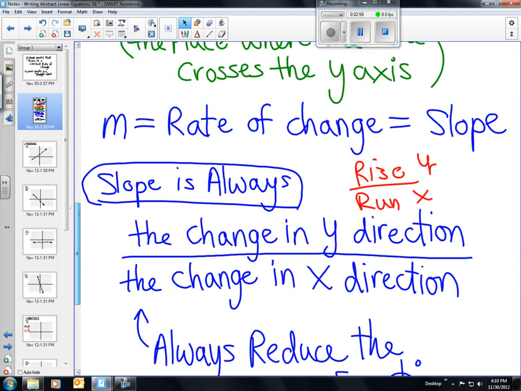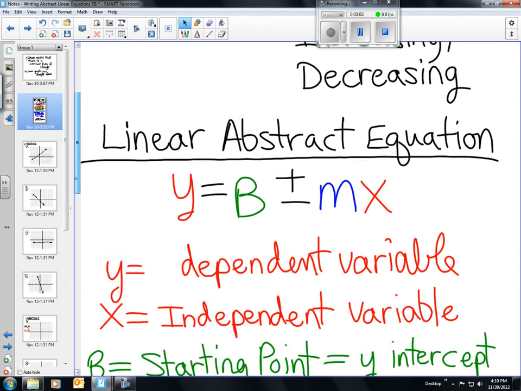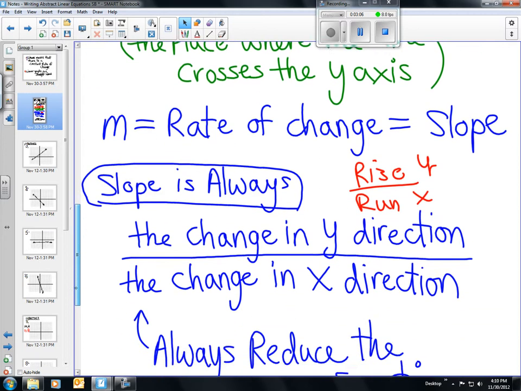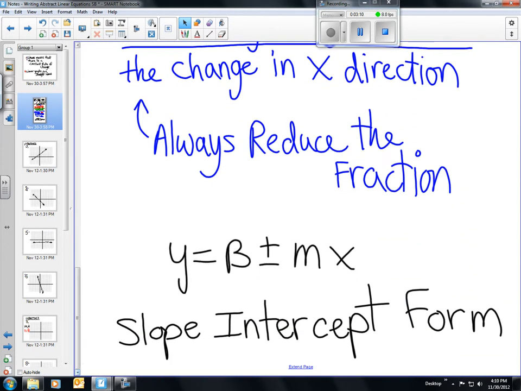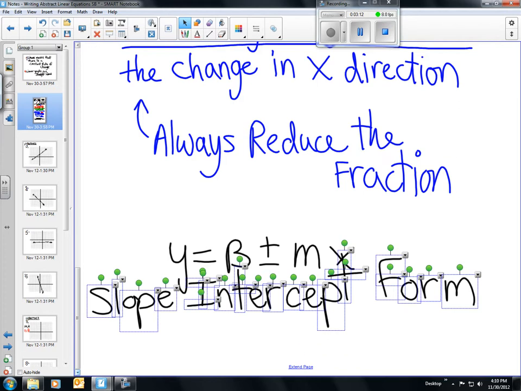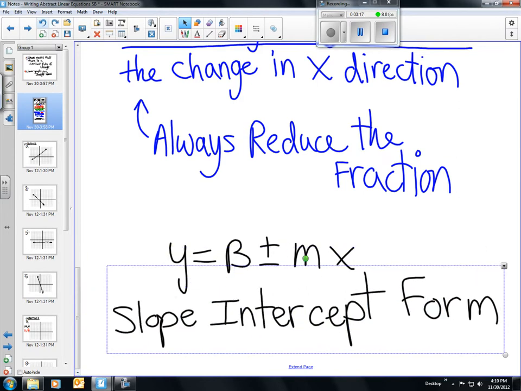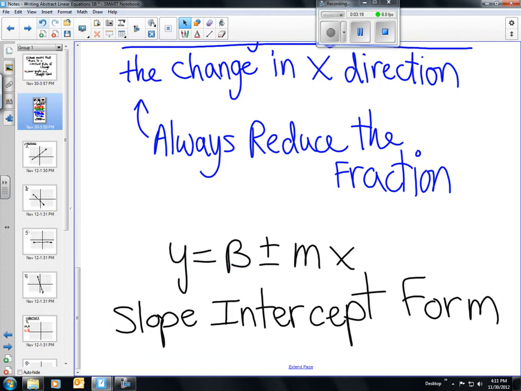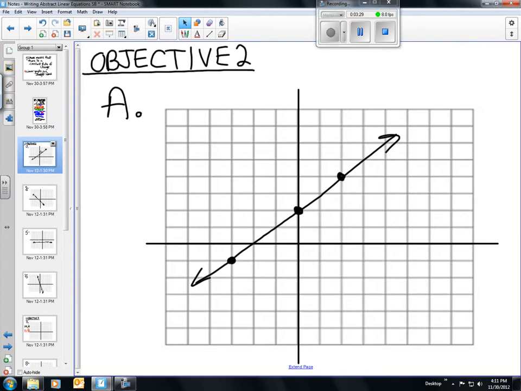That would take care of objective 1. And what we can also say real quick is that this equation, y equals b plus or minus mx, actually has a special name. It is called the slope-intercept form. So slope-intercept form is what's going to go down in the blank on your note sheet. So y equals b plus or minus mx is the slope-intercept form of the abstract equation. Okay? So let's look at objective 2.